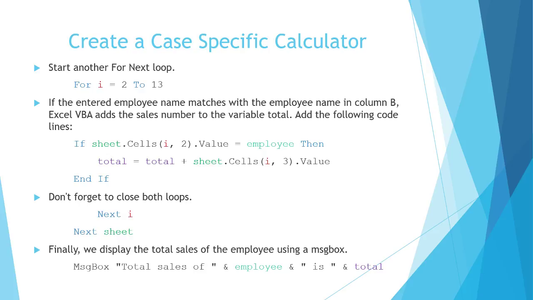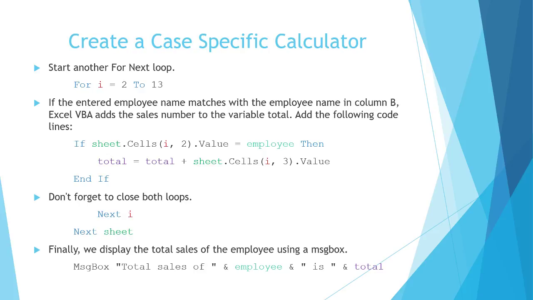Finally, we're going to display the total sales of the employee using a message box. So we already know all about message boxes. MsgBox, total sales of, and the employee variable, which is just going to be the name, and is, and the variable total. I know this is a lot.